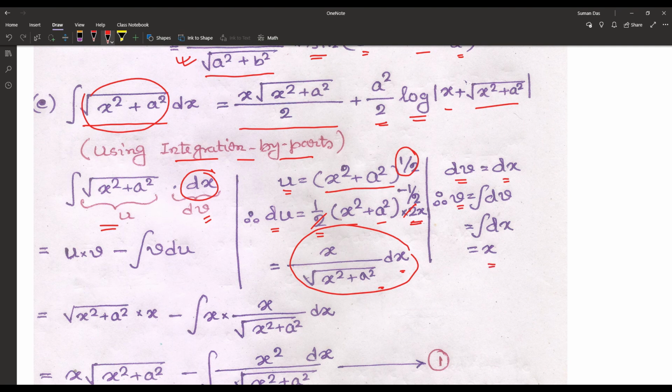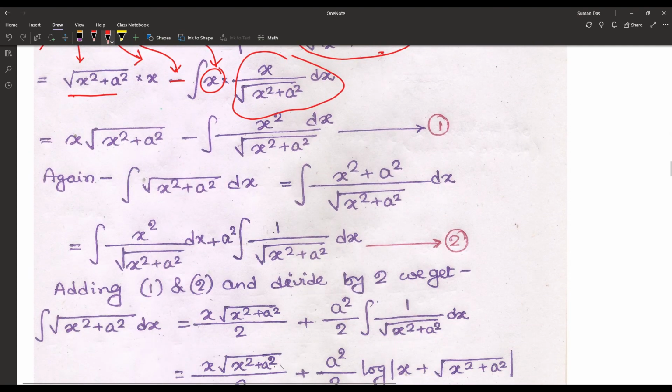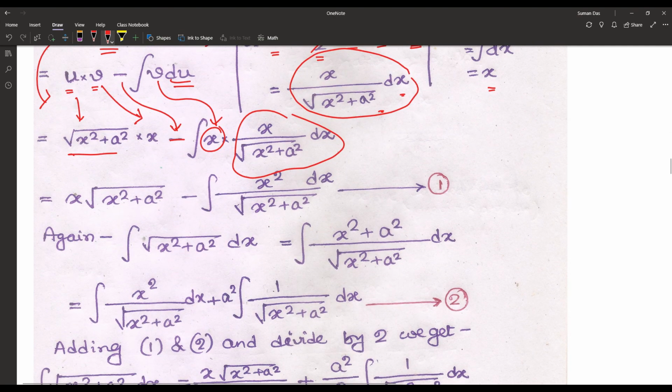So using integration by parts, we are getting u into v, that is our u and that is our v, minus the integration of v, that is our x, and du, that is x divided by the square root of x squared plus a squared dx. And that is x into x, that is x squared divided by the square root of x squared plus a squared dx, and that is our first equation.